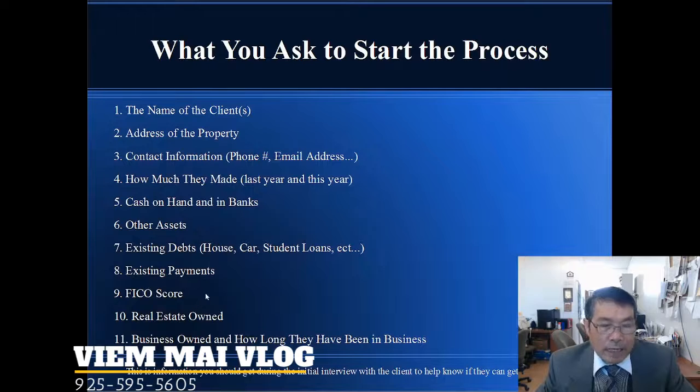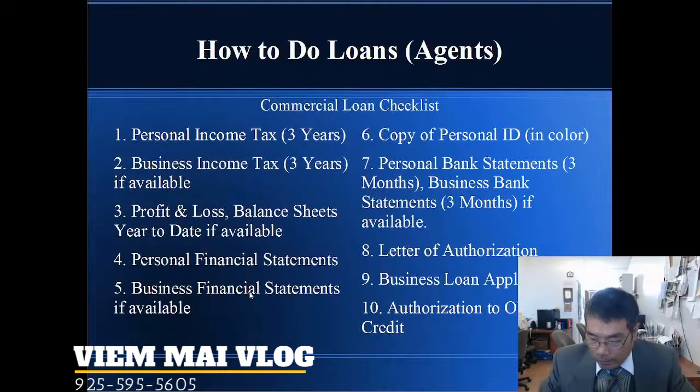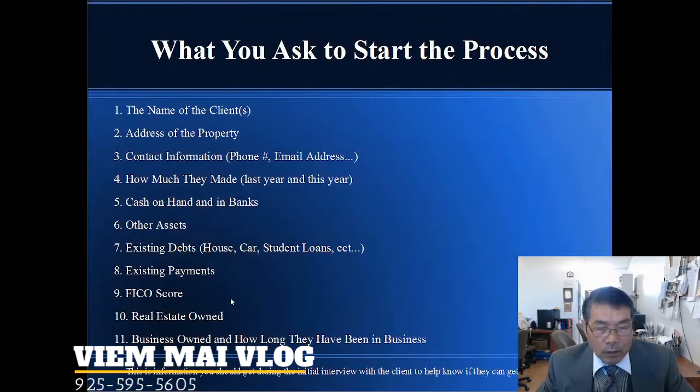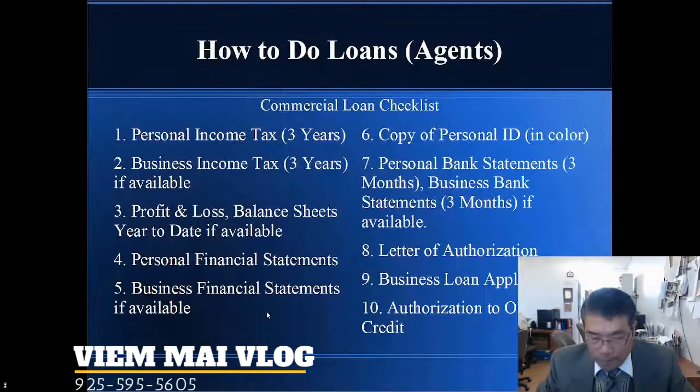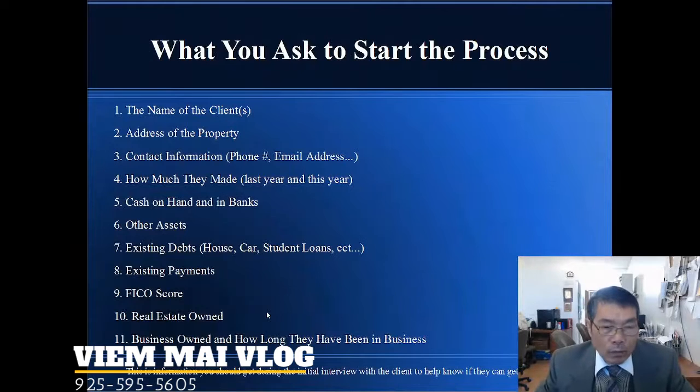And then you can ask them, before we run the credit report, to estimate the FICO they have, so we don't have to start the loan and then they cannot qualify for the loan that they want. And you can ask them how many real estate properties they own, the business they own, and how long they have been in the business.